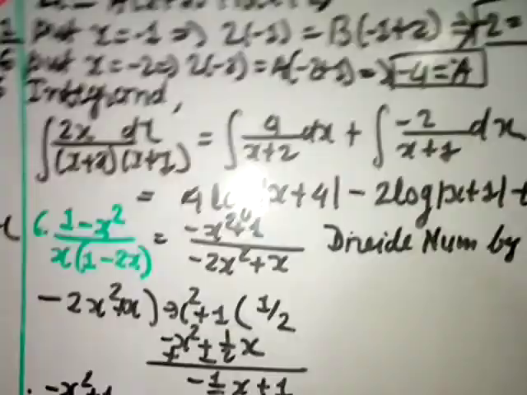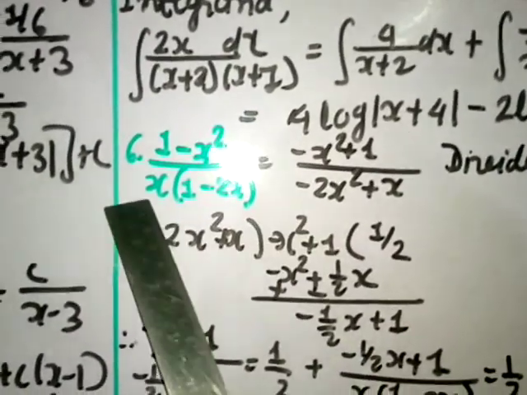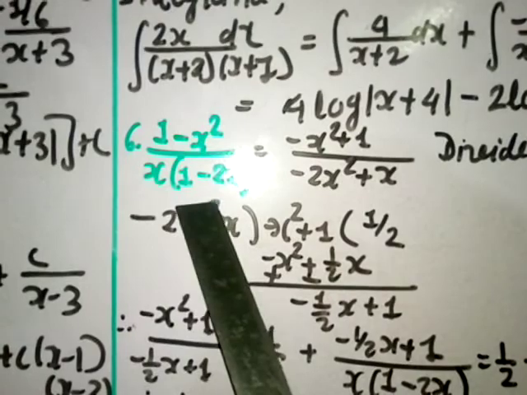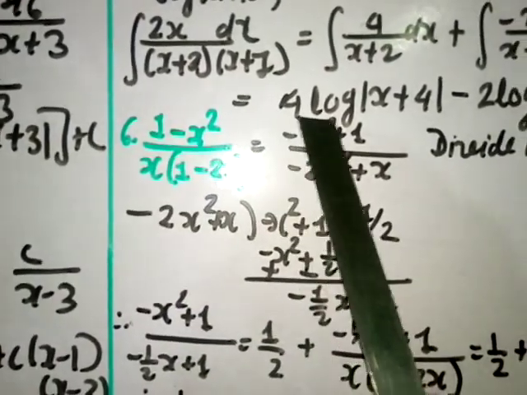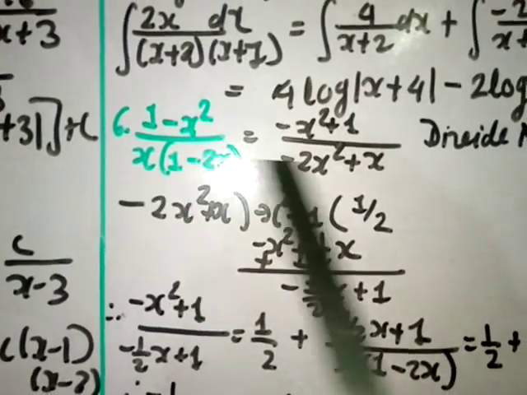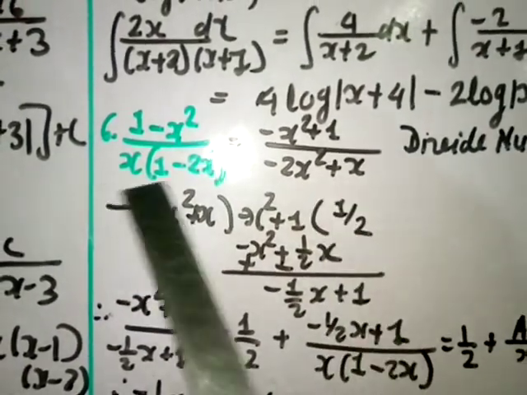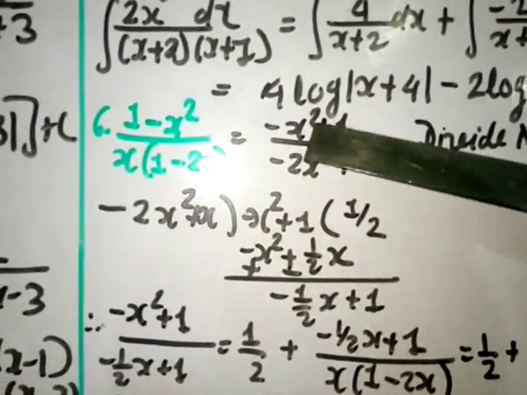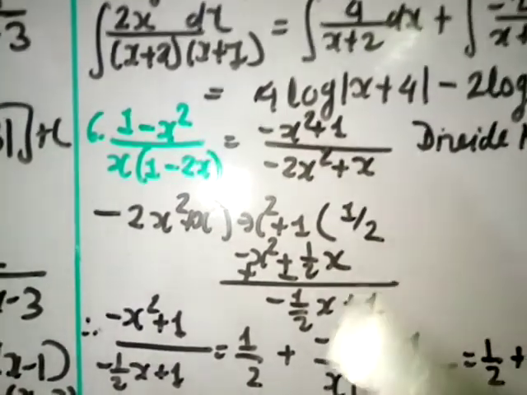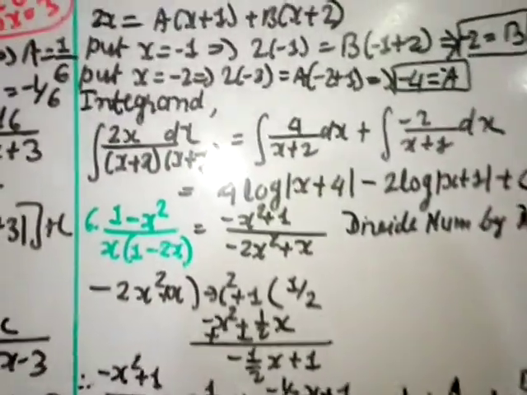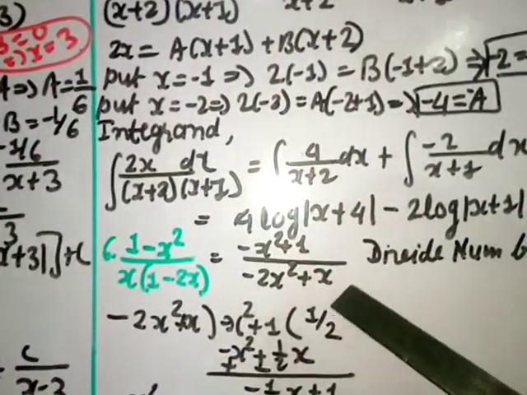Question number 6. 1 minus x square divided by x into 1 minus 2x. I'll rewrite, and this I am multiplying. I am rearranging: minus x square plus 1, and here 2x square minus 2x square, and this plus 1. Plus 1 into x is plus x. Now here what happens, see, x square here, x square here. So this is like an improper function, both the powers are the same. So first you have to convert it into proper by dividing the numerator by the denominator.